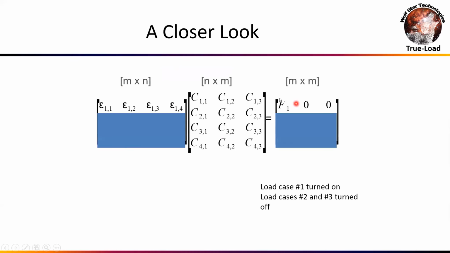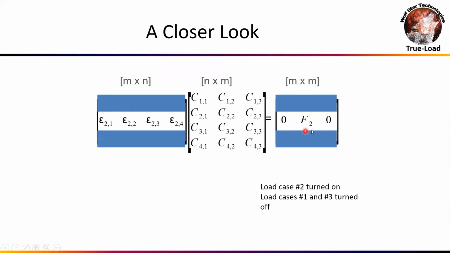Here I'm going to turn load case number 1 on, turn load cases 2 and 3 off, and then we're going to measure the strain response at these 4 gauges. Okay, we'll write that down. So we're writing the strain response due to load case number 1. Now let's turn on load case number 2 and turn load cases 1 and 3 off. And now we go back, and at these same 4 strain gauges, we're recording the strain response. The strain response at these 4 gauges is going to be different because load case 2 is different than load case 1. So this is essentially a strain signature for load case number 2.